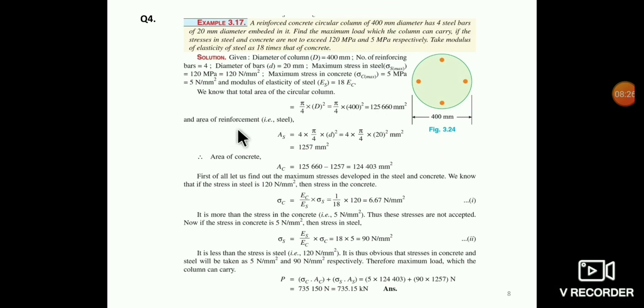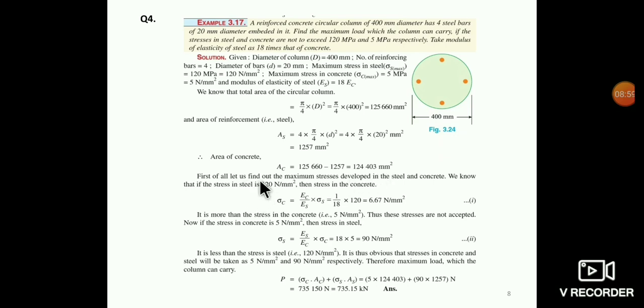Now the area of steel, which means area of reinforcement. We calculate AS is equal to N into pi by 4 d square. N means number of bars, which is 4, so we write 4 into pi by 4 d, where the diameter is 20 mm, so 20 square. So we get area of steel as 1257 mm square. Area of concrete we find by the formula: area of column, which is 125660, minus area of steel, 1257. We get area of concrete as 124403 mm square.